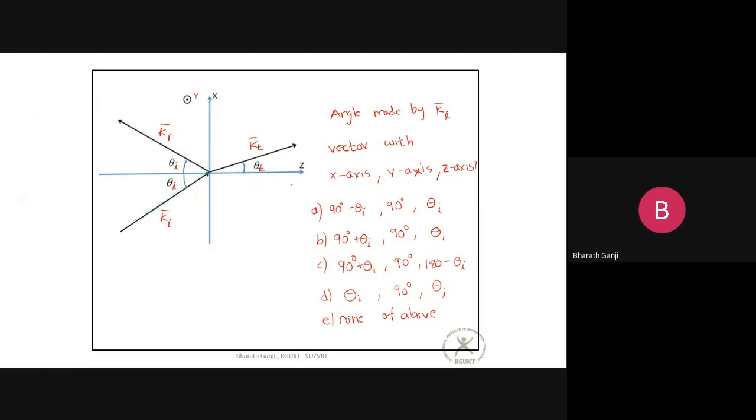So 90 - θ is the angle with the x-axis. Now the angle with the y-axis. I didn't want any confusion here, and I didn't make any confusions in the answers either. Everywhere you can see I put 90, because I don't want to confuse you in that also. So what is the y-axis? It is perpendicular to your paper, perpendicular to this screen, and obviously the vectors are in this.